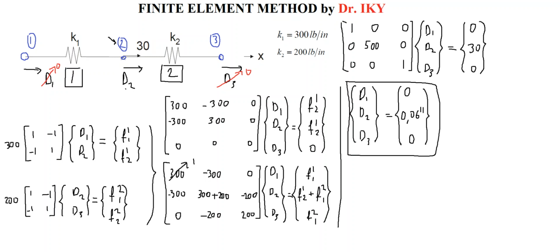which means I can write the matrix system separately again. Let me write here: 300, minus 300, minus 300, and we will apply displacements 0 and 0.06. This is going to give you, if you calculate it, 3 multiplied by 6, with the 0 here, so it means 18.